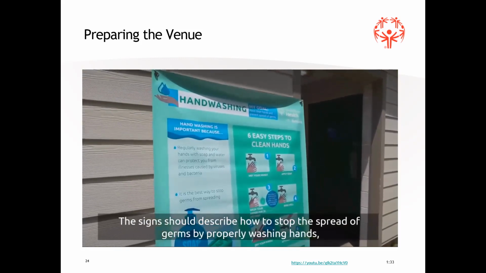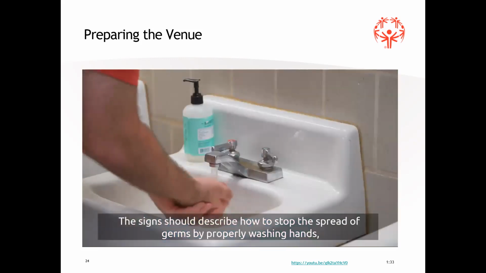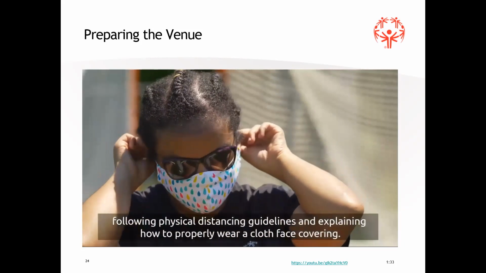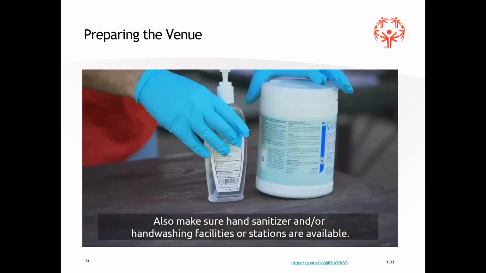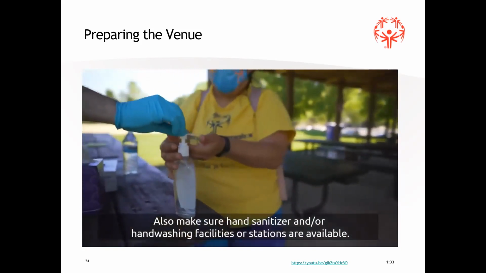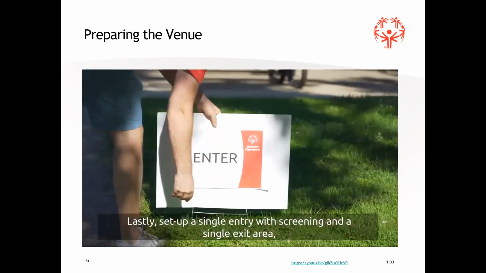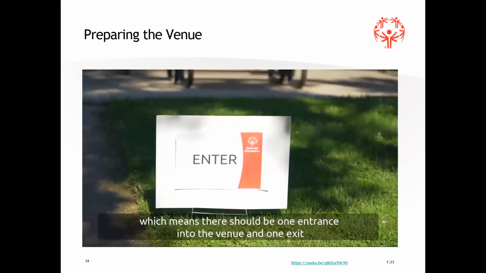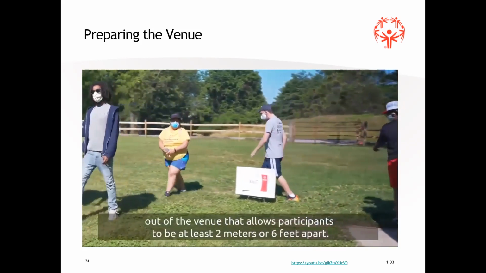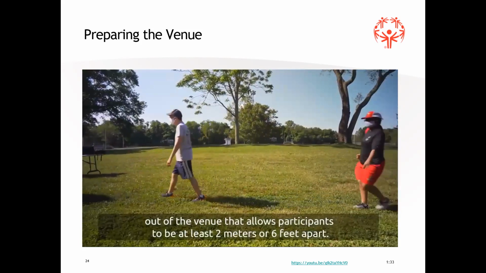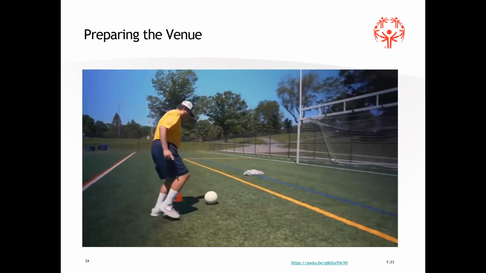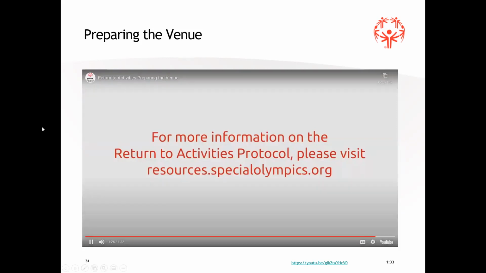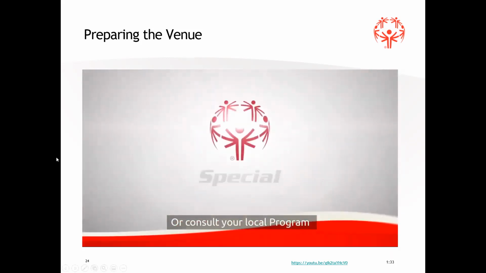The signs should describe how to stop the spread of germs by properly washing hands, following physical distancing guidelines, and explaining how to properly wear a cloth face covering. Also, make sure hand sanitizer and/or hand washing facilities or stations are available. Lastly, set up a single entry with screening and a single exit area, which means there should be one entrance into the venue and one exit out of the venue that allows participants to be at least 2 meters or 6 feet apart. For more information on Special Olympics return to activity protocol and safety guidelines, visit resources.specialolympics.org or consult your local program.